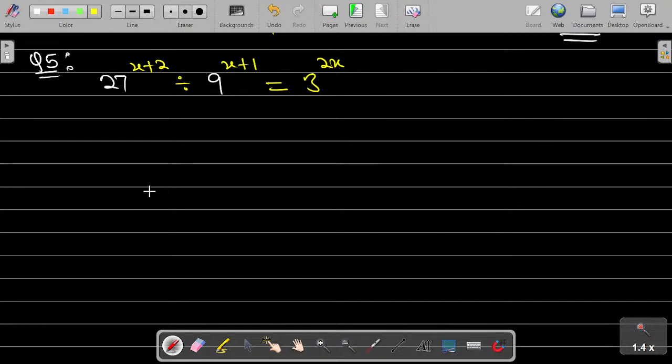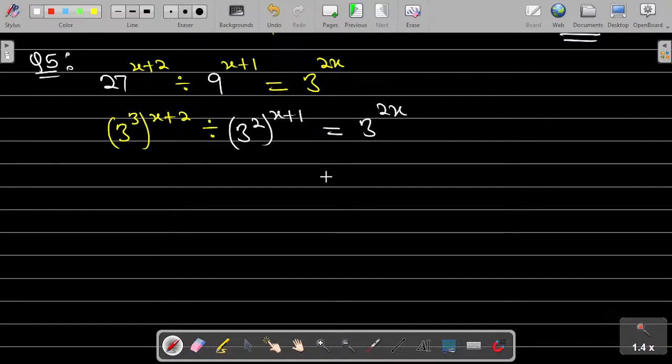Okay, sorry about that. All right, so you see the principle is the same. Try to put everything in the same base. And how do you get that? We can take everything to base 3, and that's going to give us 3 raised to the power of 3, which is 27, and that will all be raised to the power of x plus 2, divided by the second one, which is 3 raised to the power of 2, and that will all be raised to the power of x plus 1, which is equal to 3 raised to the power of 2x.